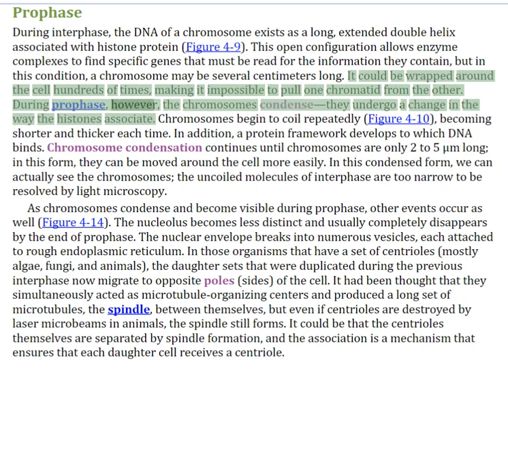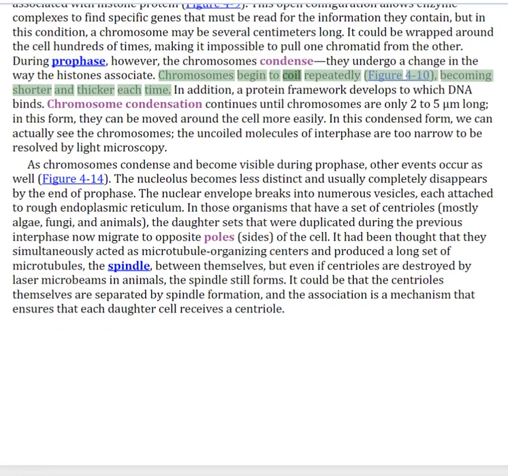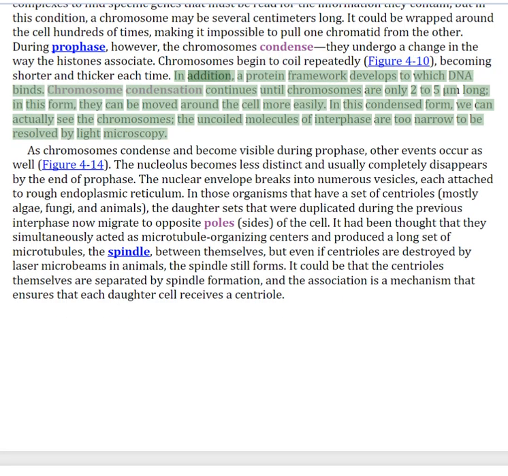During prophase, however, the chromosomes condense; they undergo a change in the way the histones associate. Chromosomes begin to coil repeatedly, becoming shorter and thicker each time. In addition, a protein framework develops to which DNA binds. Chromosome condensation continues until chromosomes are only 2 to 5 micrometers long. In this form, they can be moved around the cell more easily. In this condensed form, we can actually see the chromosomes. The uncoiled molecules of interphase are too narrow to be resolved by light microscopy.